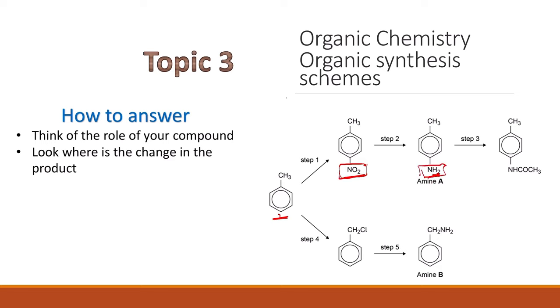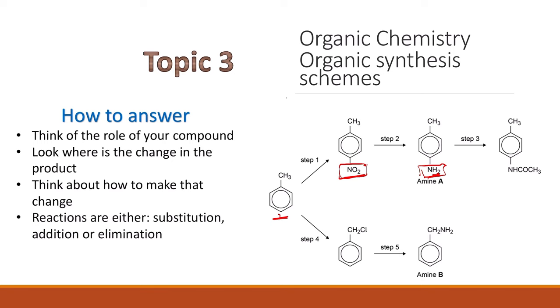This is aromatic, so you need also to think about how to make that change. Now to make this, we would need a reducing agent, which is the tin with the conc HCl. Remember that reactions are always either substitution, addition, or elimination. Even reduction is either an addition or it could be a substitution. You need to think whether your functional group is on an aromatic or aliphatic moiety, or aliphatic part.